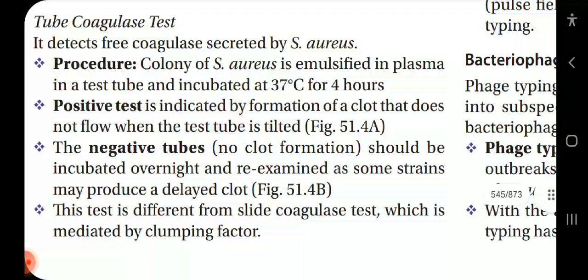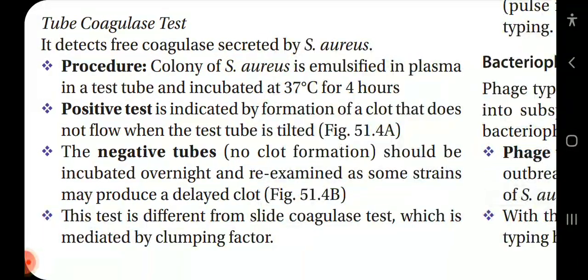It detects the free coagulase secreted by Staph aureus. Procedure: a colony of Staph aureus is emulsified in the plasma in a test tube and incubated at 37 degrees Celsius for 4 hours. A positive test is indicated by formation of a clot that does not flow when the test tube is tilted. The negative tubes, with no clot formation, should be incubated overnight and re-examined, as some strains may produce a delayed clot. This test is different from the slide coagulase test, which is mediated by clumping factor.